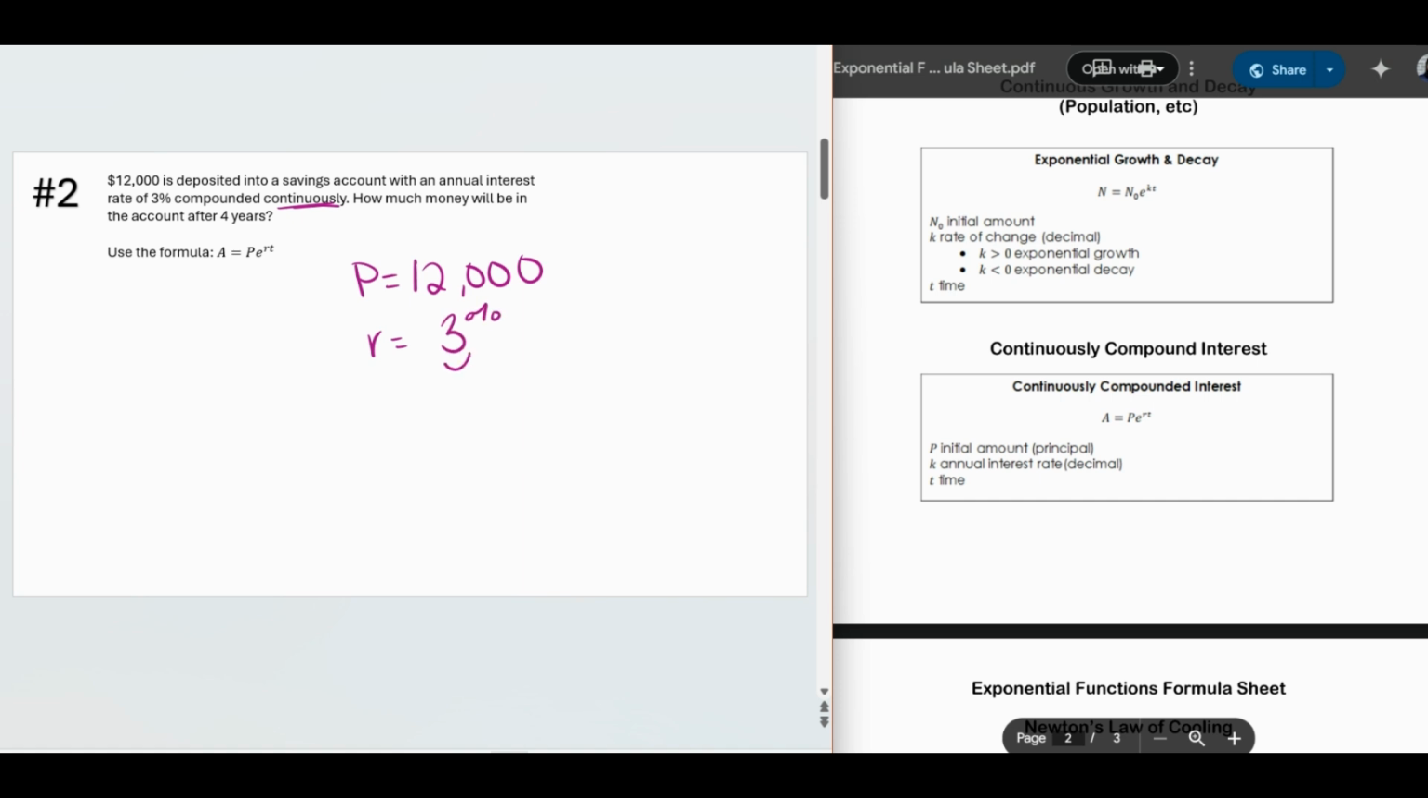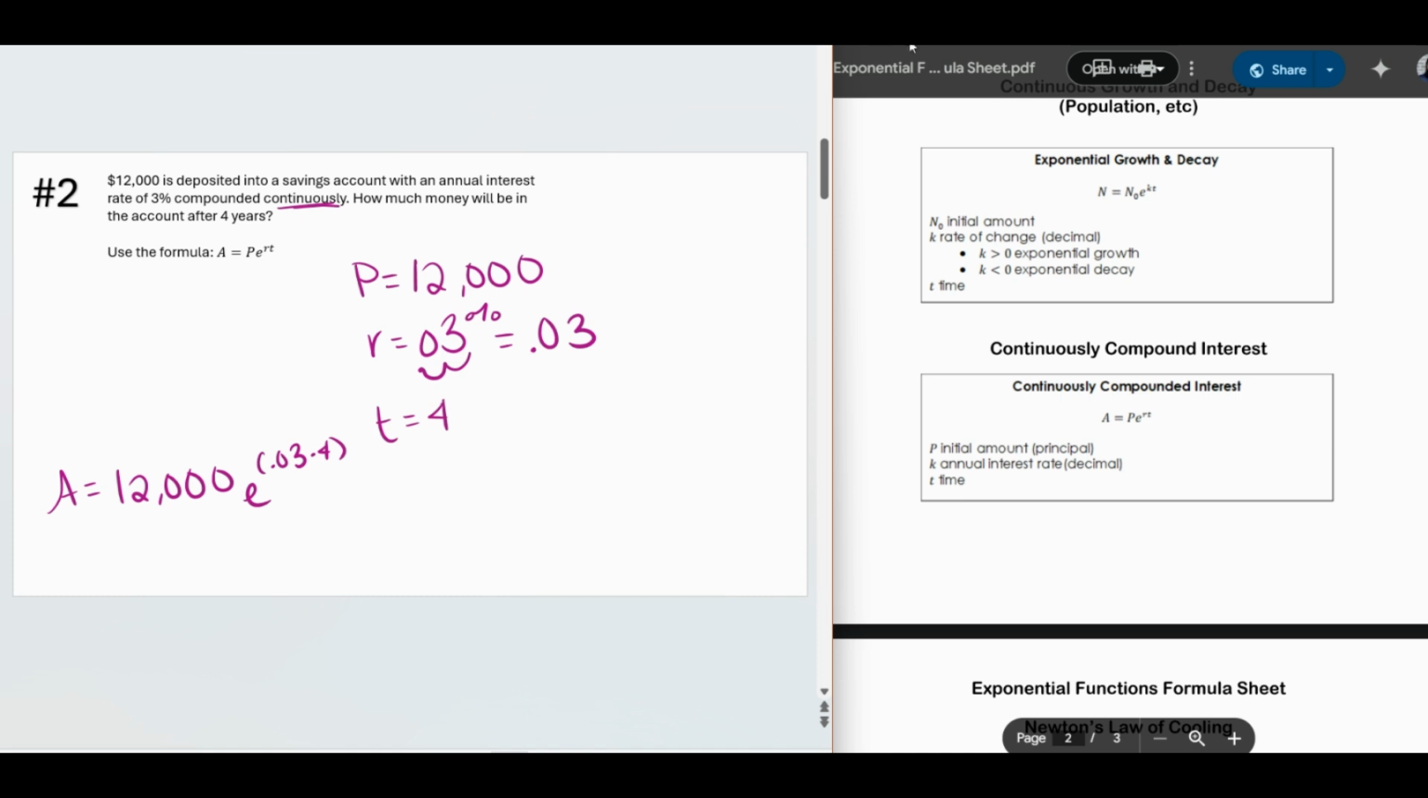And we just need to convert that to a decimal. So that's going to be 0.03. And then t is the value of time. So t is equal to 4. So if we plug everything in, we have A equals 12,000 times e to the 0.03 times 4, right? Because it's r times t.